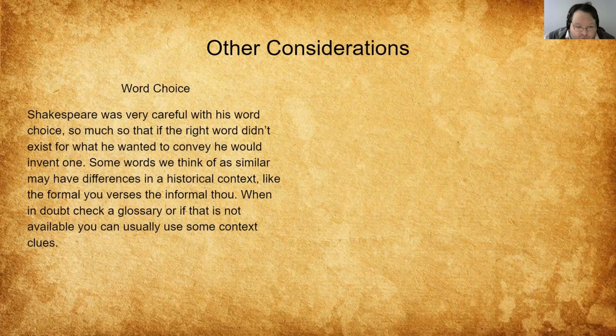Shakespeare was very careful with his word choice, so much so that if the right word didn't exist for what he wanted to convey, he would make up a new one. Also, some words we think of as similar may have differences in historical context, kind of like "you" versus "thou." "You" was a very formal word back then. "Thou" you would use in informal situations or talking to someone below you in status. When you're in doubt, check a glossary. I'm going to give you a resource at the end that is a great glossary, one that I use personally, and I know a lot of other Shakespearean actors also use. When in doubt, just look it up.